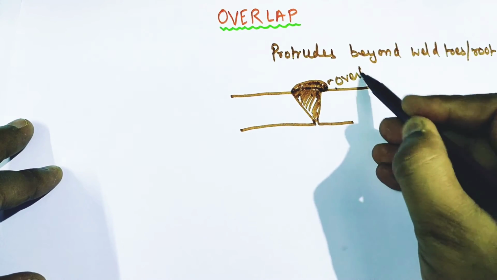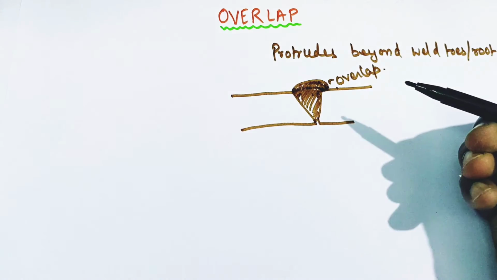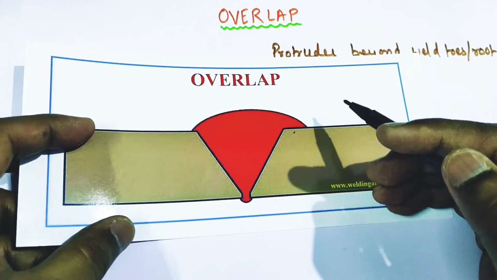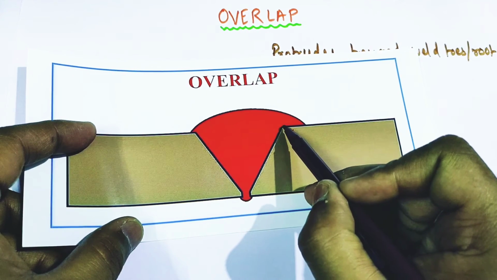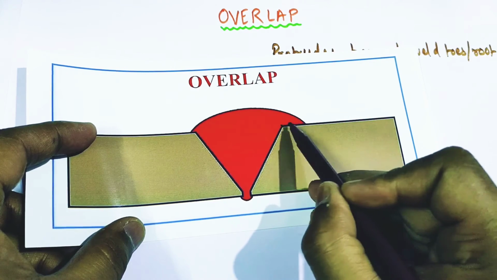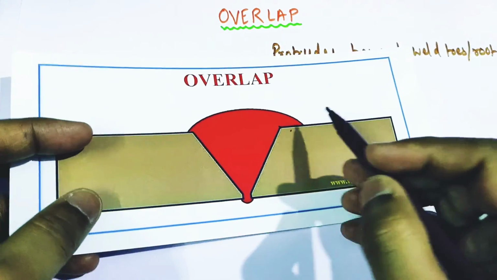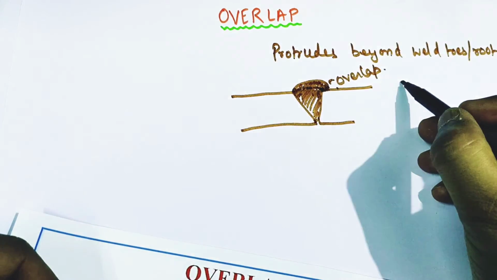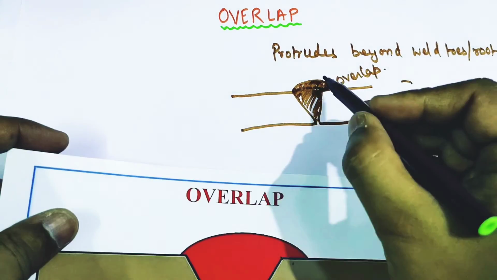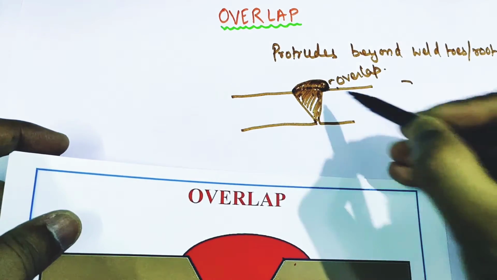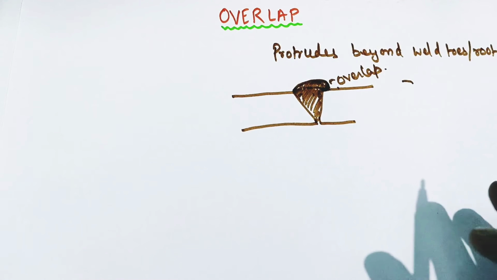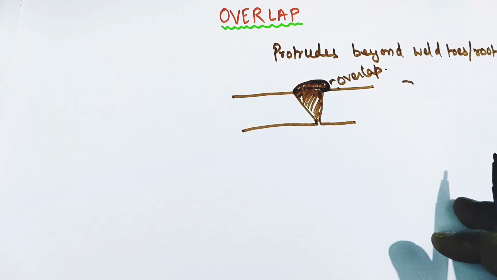So this is overlap. I will show you overlap with the help of a photograph. See, this is our joint, and here weld metal should have been up to this location, but it has protruded beyond this point. So normally it is round in shape here. See here, round in shape, but like this. So this is overlap. Now friends, what are the causes and remedies of overlap?